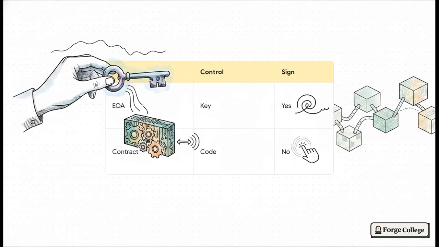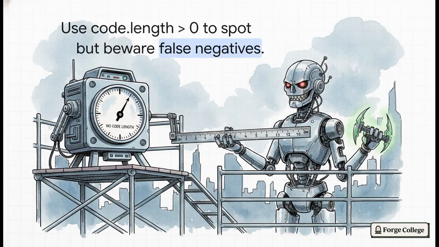A contract account, however, has absolutely no private key. It's entirely controlled by its compiled bytecode, and it cannot spontaneously produce signatures. It only reacts when poked. And depending on the architecture of your dApp, you might need to treat these two entities very, very differently. The crucial point here is, how do we actually tell them apart in code?